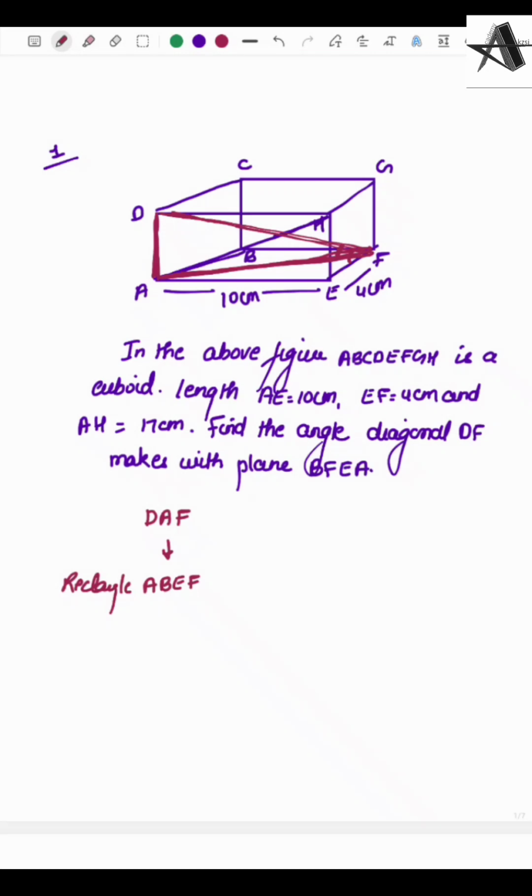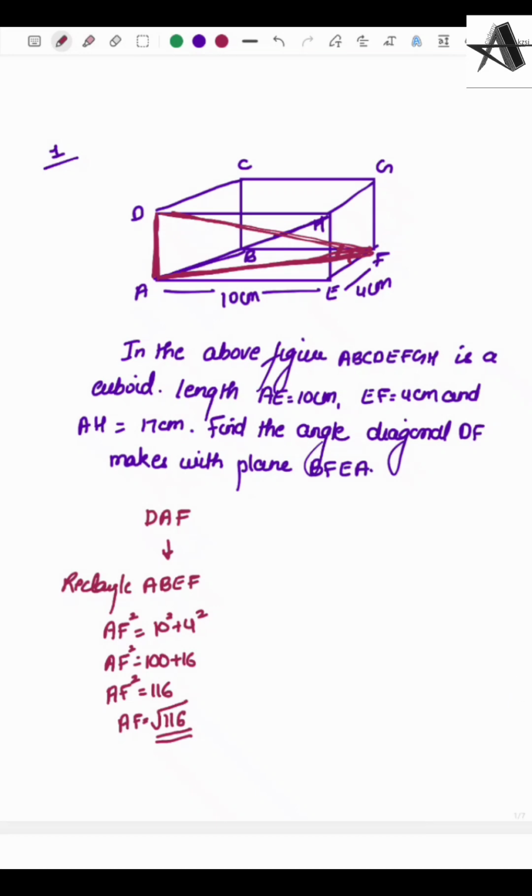Obviously, because all the angles of a rectangle are 90 degrees, AFE is a right angle triangle. How can I calculate the diagonal? AF squared is equal to 10 squared plus 4 squared. I have applied Pythagoras theorem. From here, AF squared is equal to 100 plus 16. AF squared is 116 and ultimately AF is root 116. I'm just leaving my answer in root form as of now. At the very end, we'll solve it all together.